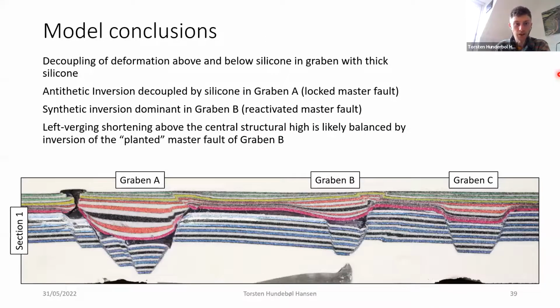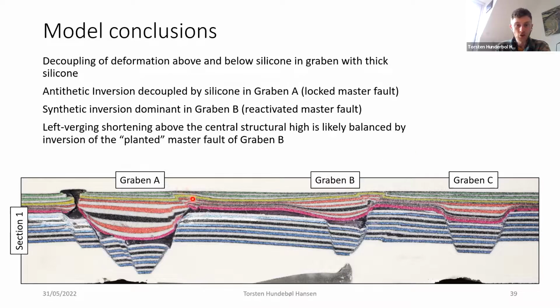Okay, so putting that together, we see decoupling of the formation above and below the silicone in these grabens where we had thick, or relatively thick, early syn-rift salt silicone. I'll put myself out there and say we saw mainly antithetic inversion uplift in the graben here, and synthetic inversion structures that tip the same way as the basement fault, the subsalt fault below here.